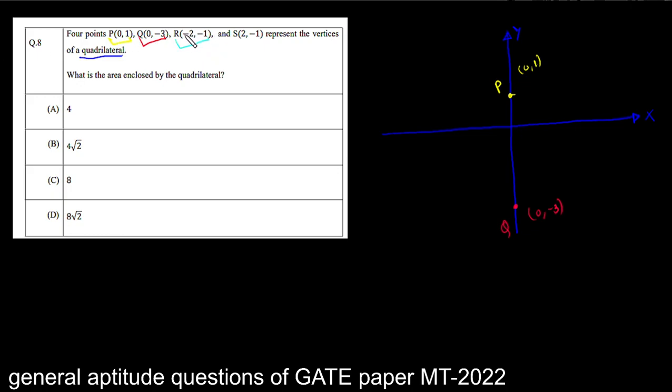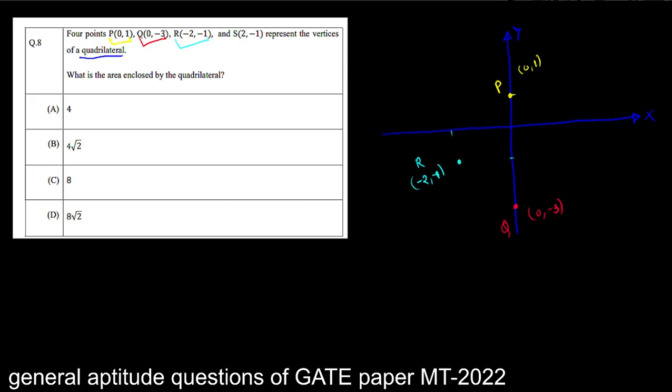Okay, so now let's move to vertex R. R has coordinate negative 2, negative 1. That means our x value is negative 2, so we are on the left side of the y axis, and again we are below the origin for this y value because y is negative. So somewhere here, this point is located in the third quadrant, and it is named R. It has coordinate negative 2, negative 1.